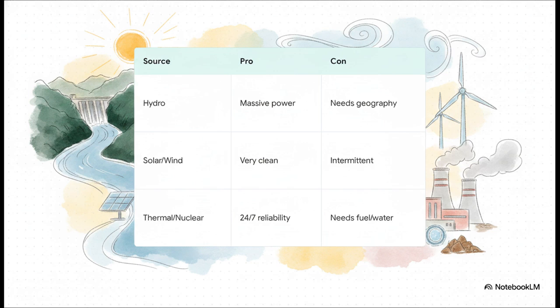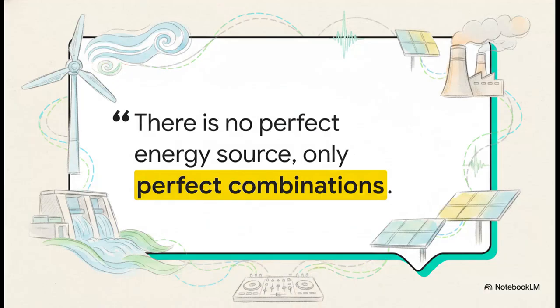Thermal and nuclear give you fantastic 24/7 reliability, which we call baseload power, meaning it never ever stops. But they require constant fuel and massive amounts of cooling water. So if you take anything away from this explainer, remember this one rule. There is no perfect energy source, only perfect combinations.